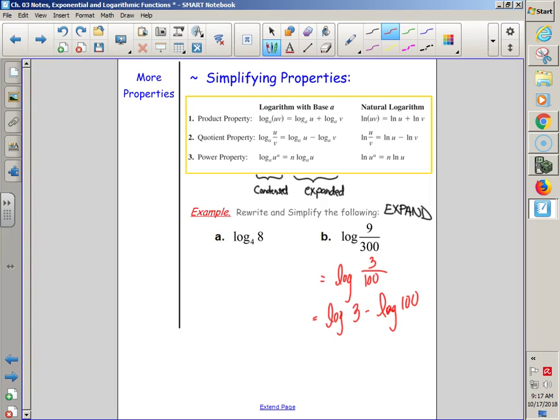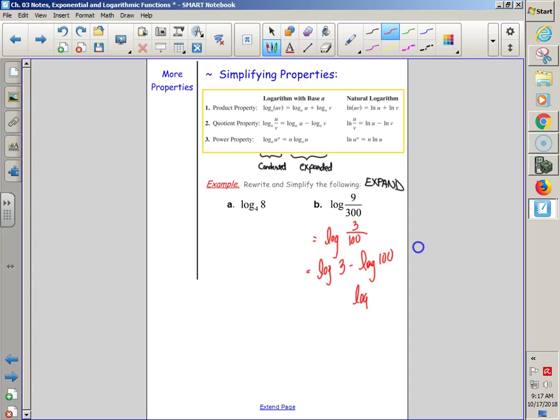Log base 10 of 100. Hold on, 100 is 10 squared. So what can I do if I have the bases matching? Common log is a base of 10, and I have a base of 10. What can I actually do with that? Yeah, I can cancel that out and just make this a big ol' 2, right? Now, log base 10 of 3 minus 2. I don't think that's a good form. I'm going to put negative 2 plus log base 10 of 3. Does anybody know why I'm doing that? Why do I not like it written like that?